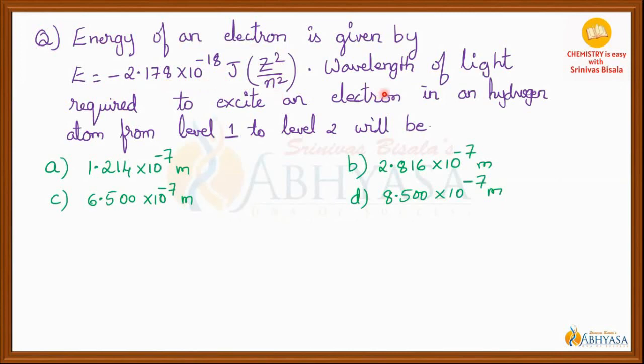And what we need to do? We need to calculate the wavelength of light required to excite an electron in a hydrogen atom from level 1 to level 2. So, you already know the expression for energy. No need to give this particular information here. The simple question here is, we need to calculate the wavelength of the light required in order to excite an electron in hydrogen atom from the first orbit to the second orbit.